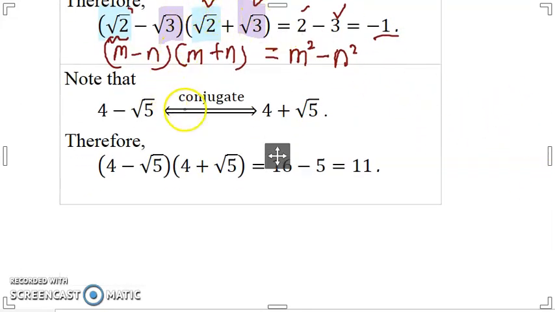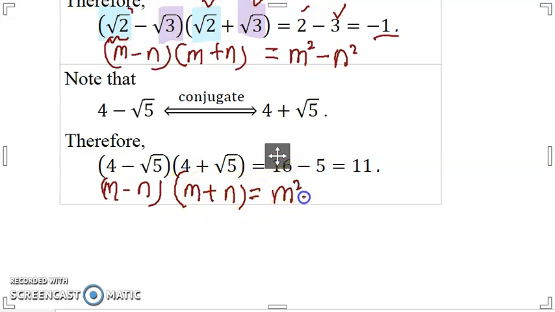Similarly, when we consider 4 minus square root of 5, again we use the idea m minus n multiplied by m plus n. The result will be m squared minus n squared. Your m happens to be 4, so 4 squared gives us 16, minus your n, which in this case is square root of 5. You square square root of 5, you get 5. So as a result, you have 11.